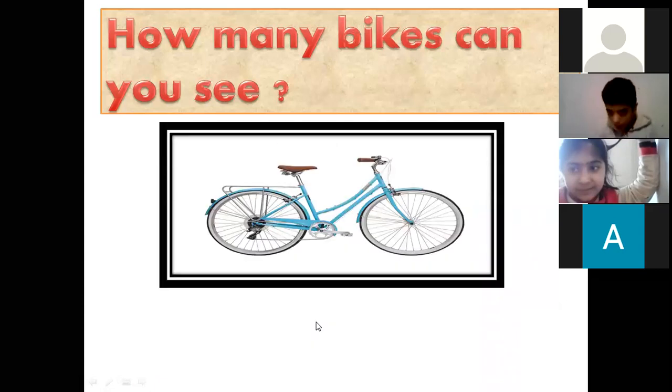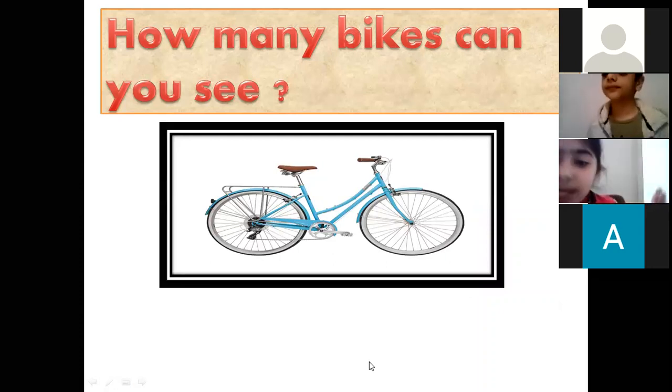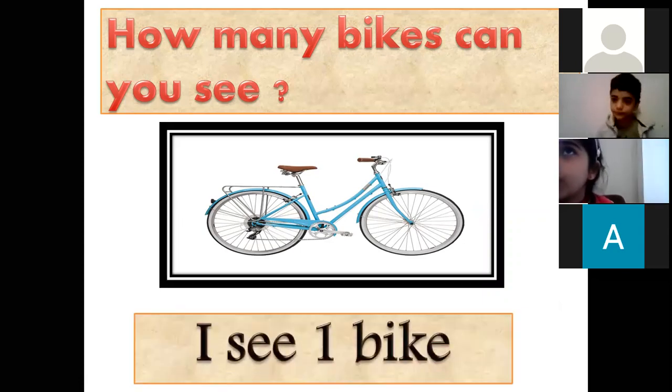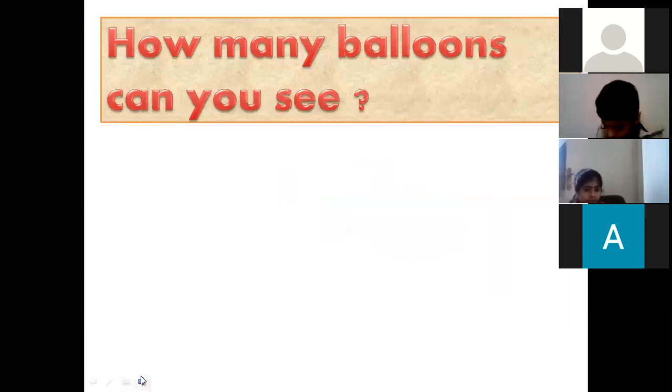How many bikes can you see? Yes, Aboudi, how many? I see 1 bike. Very good, Aboudi. Do we say bike or bikes? Bike, one, because it is not many. If there is more than one we say bikes, but here there is only one. I see one bike. I see one bike. Okay.